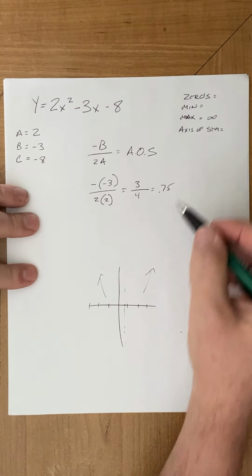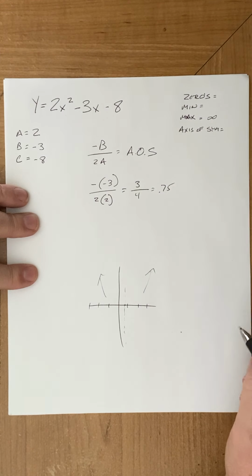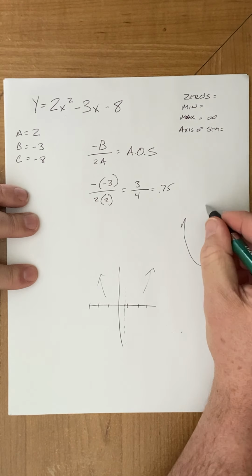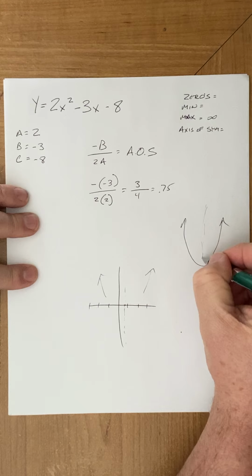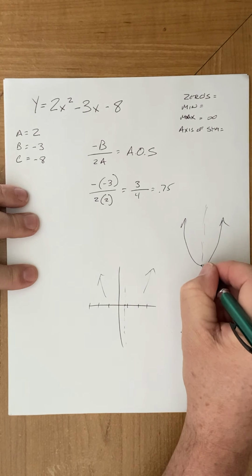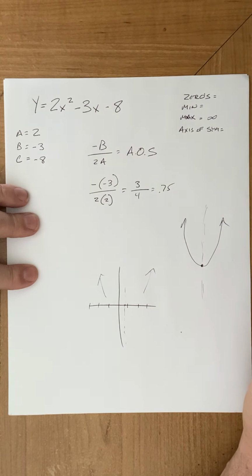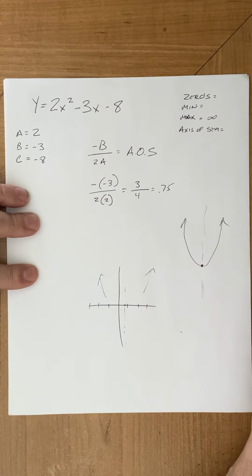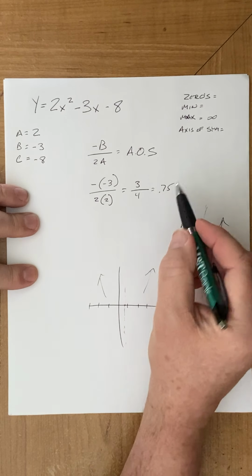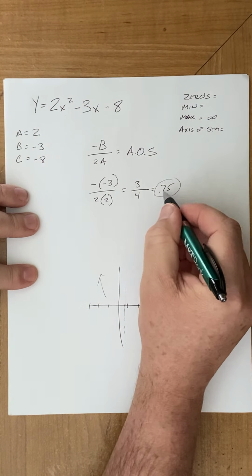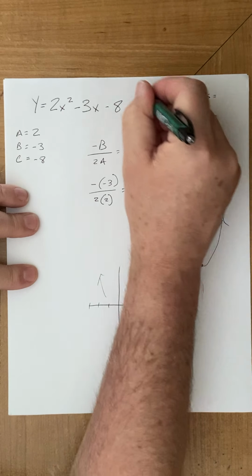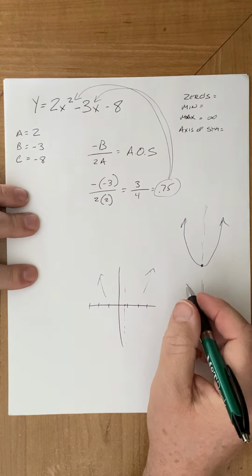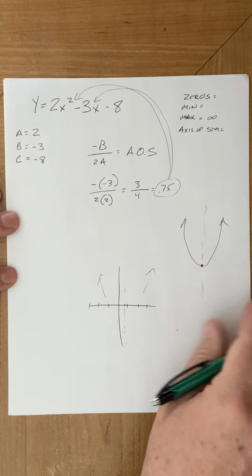In order to find the minimum value, if we realize a parabola is shaped like that, with the axis of symmetry going right down through the center of it, the minimum value is going to be where that parabola crosses the axis of symmetry. That's going to be the smallest value. So in order to find that, all we do is take our value for the axis of symmetry and plug it back into the x's on the original equation.